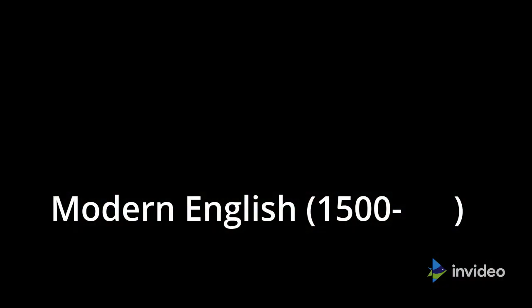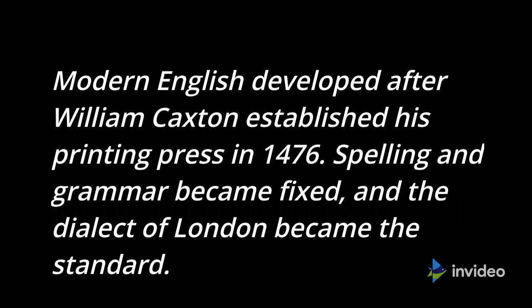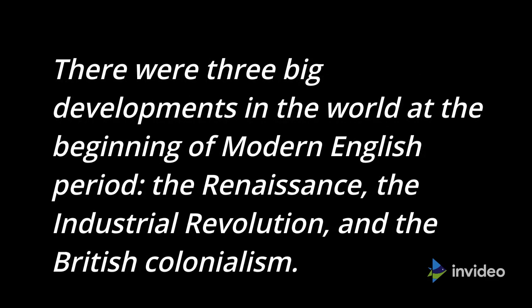Modern English, 1500 AD to the present. Modern English developed after William Caxton established his printing press in 1476. Spelling and grammar became fixed, and the dialect of London became the standard. There were three big movements or developments in the world at the beginning of the modern English period: the Renaissance, the Industrial Revolution, and British colonialism.